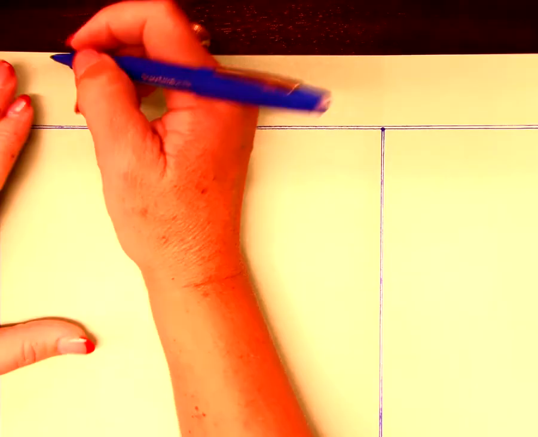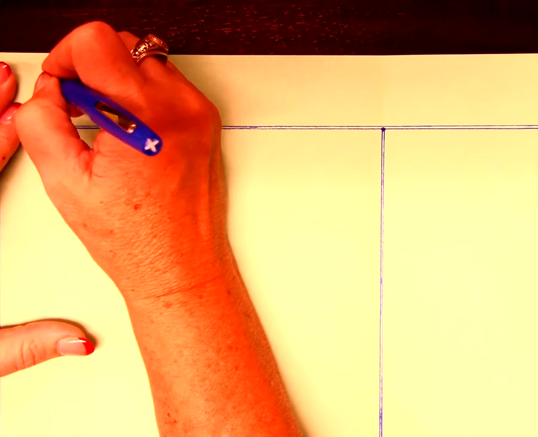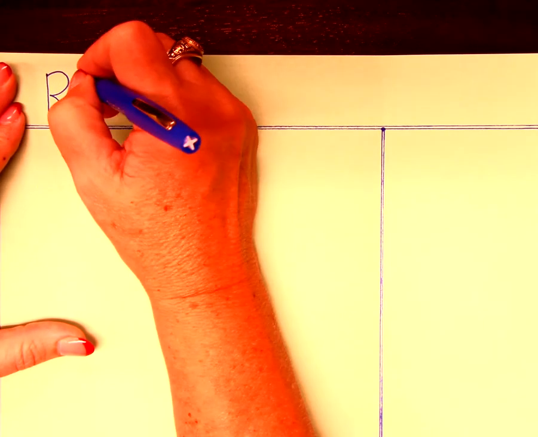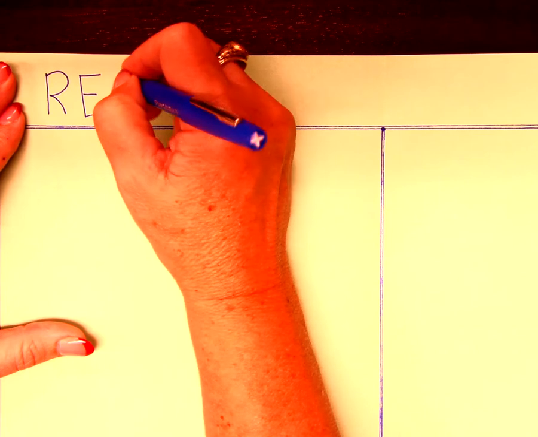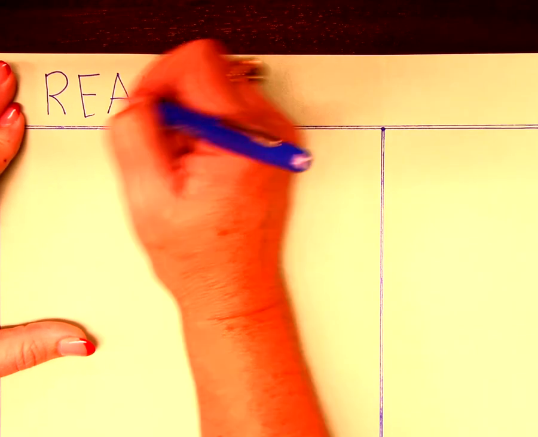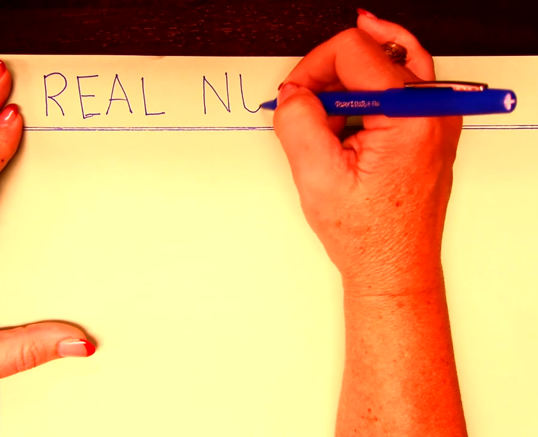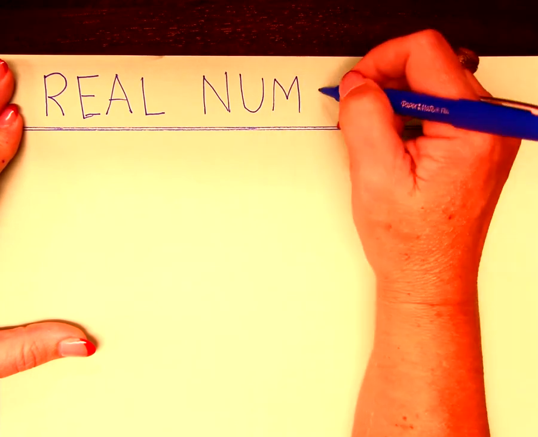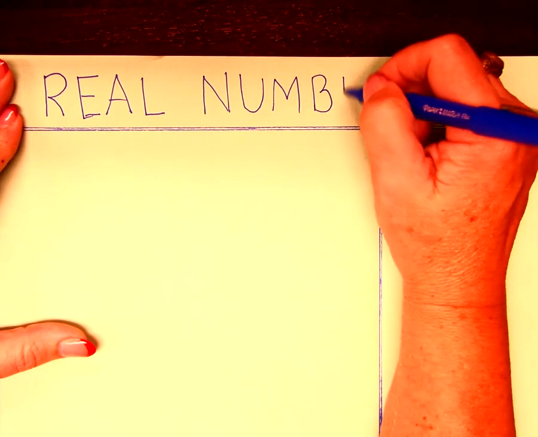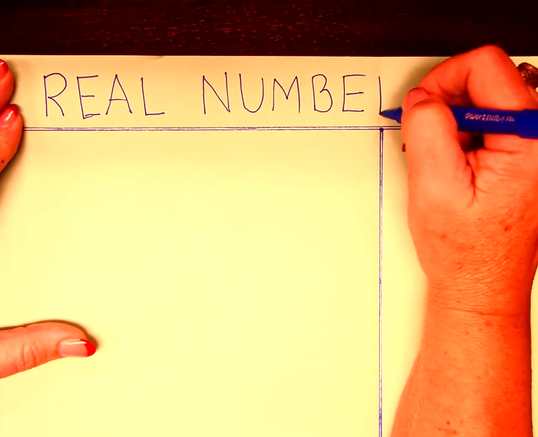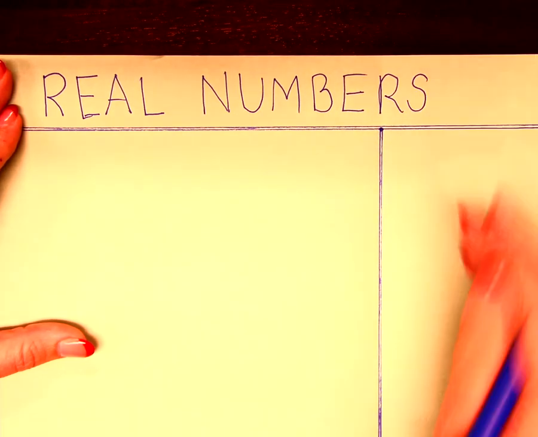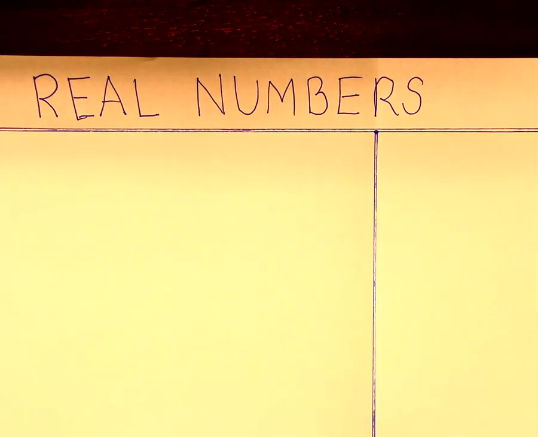Got it? Okay, so this little chart foldable thing that we're making today is all about numbers. Specifically, this table that we're making today is all about real numbers. Got it?